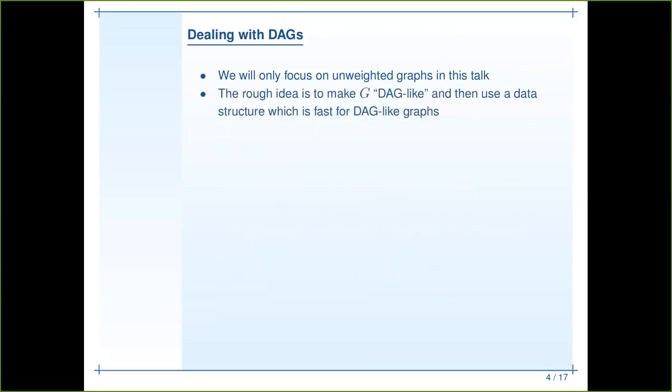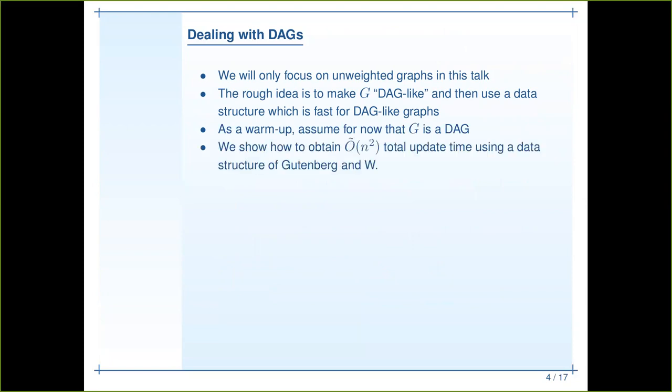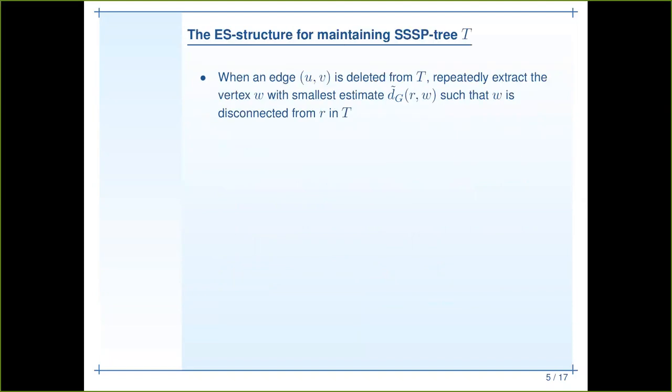The rough idea of our data structure is to make the graph G DAG-like and then use a data structure which is fast for such graphs. So as a warm-up, let's just assume that the graph G is actually a DAG. Then I'm going to show how to get roughly quadratic total update time using a data structure of Gutenberg and me. So this is not a new result, but it will be a good warm-up for general graphs.